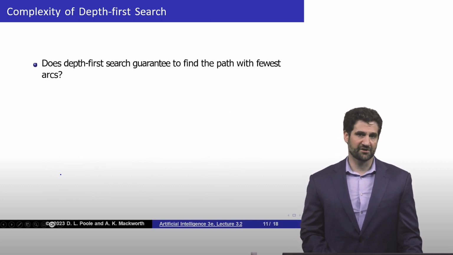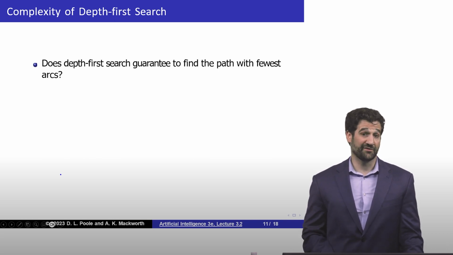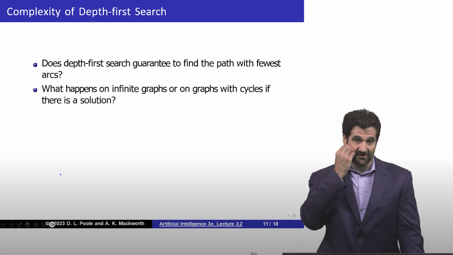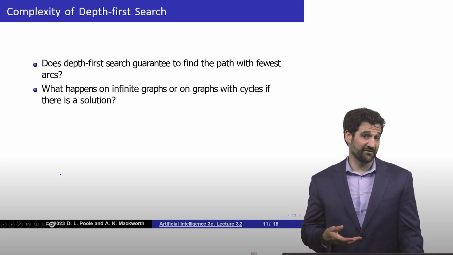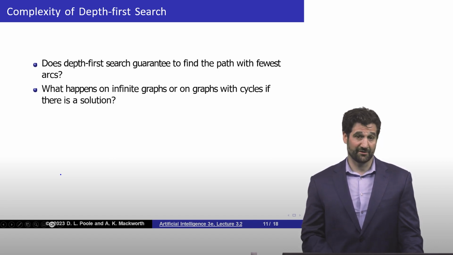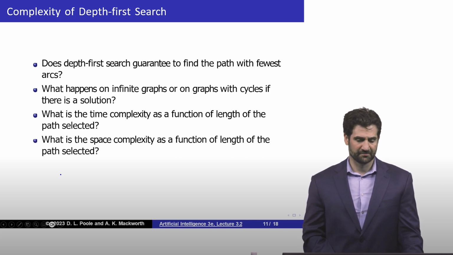So we've already covered some of these questions. Is it guaranteed to find the path with the fewest arcs? The answer is no. And if you have an infinite graph where there are cycles, it's just not going to terminate. It's going to run forever. And time complexity as a function of the length of the path selected is going to end up being exponential. And the space complexity is going to be linear.